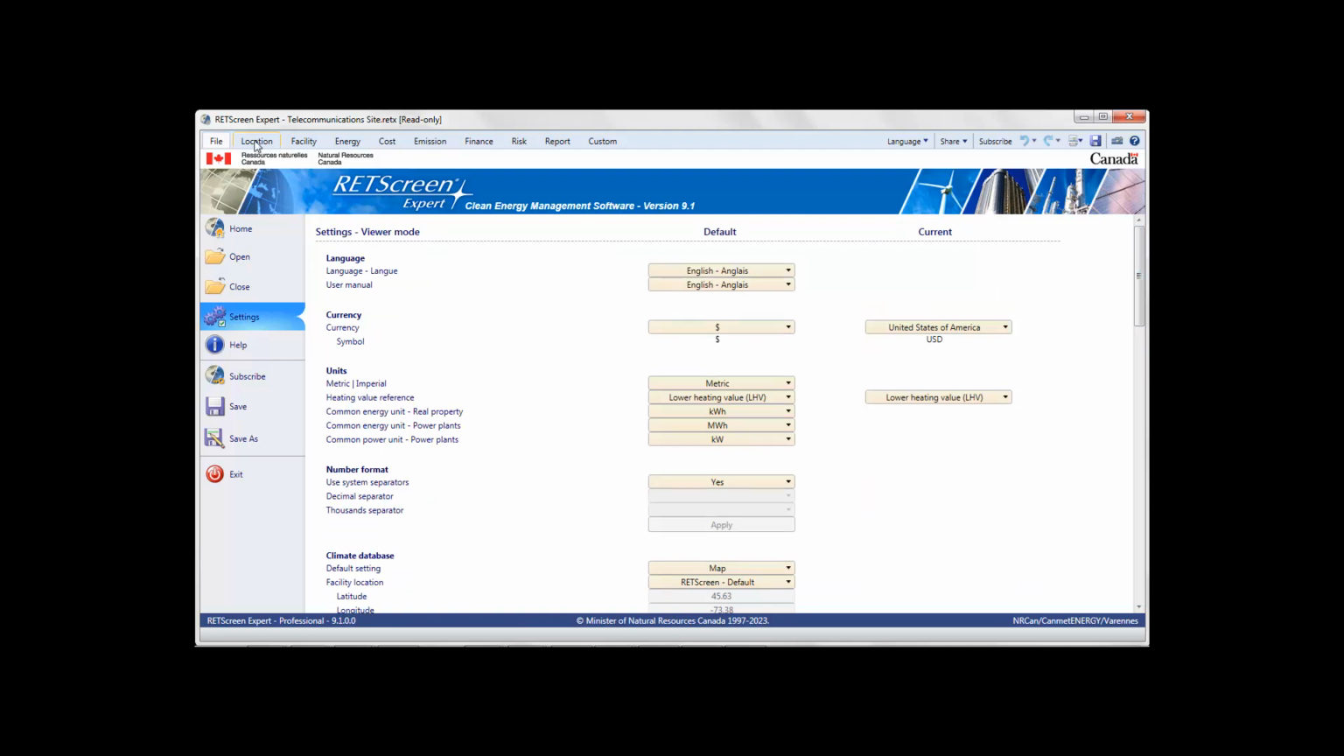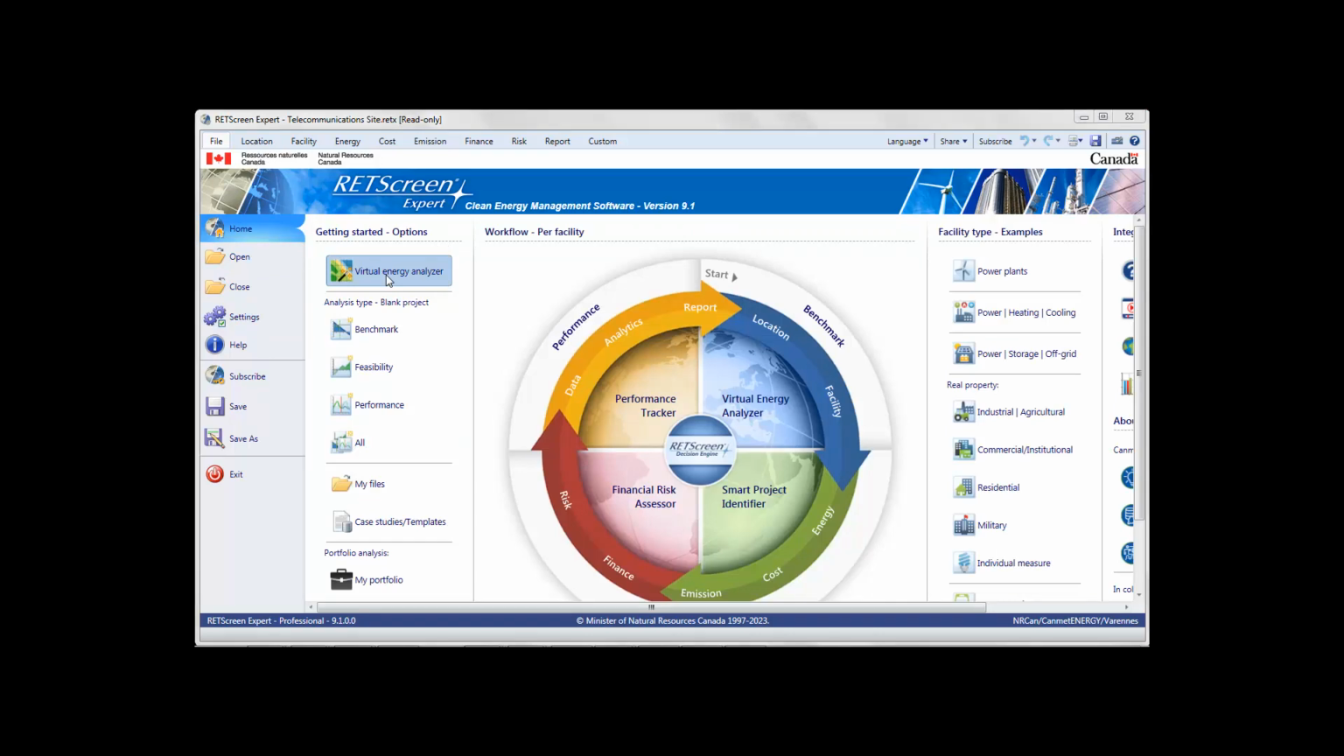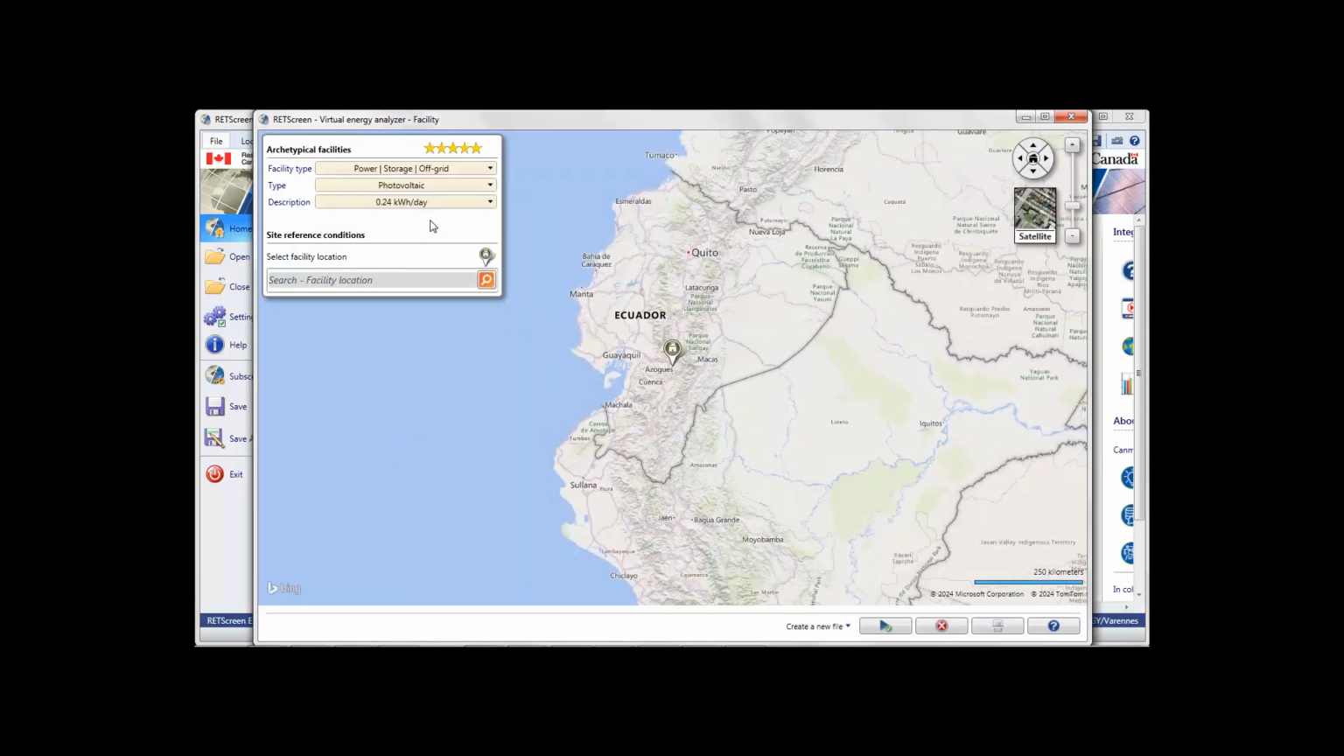So now I go to the home page and I launch the Virtual Energy Analyzer here. And it recognizes that our current project is a power storage off-grid project, so I'm currently selected the right thing there. Similarly, it's a photovoltaic project, so I select that. But for the description, I have to choose for the type of base case and proposed case project and the load. The first option is going from a genset to a photovoltaic plus battery system. So that's actually what we want.